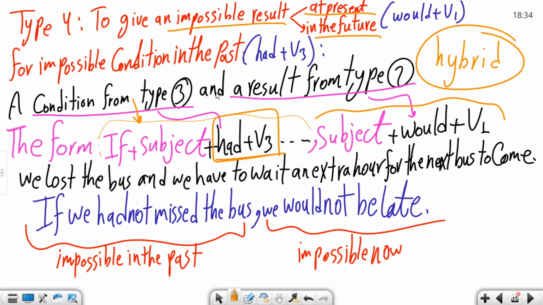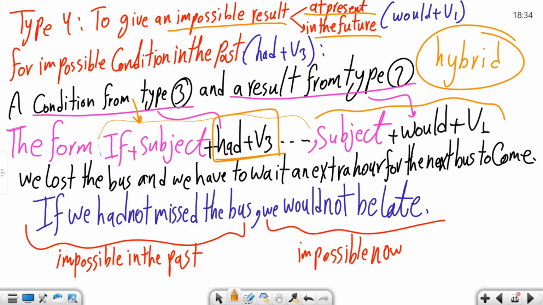So, my friends, we say that type 4 is a hybrid conditional sentence because it represents an impossible result at present and in the future. We use would and could, but the condition is impossible or was impossible in the past, so we use type 3, which is past perfect.